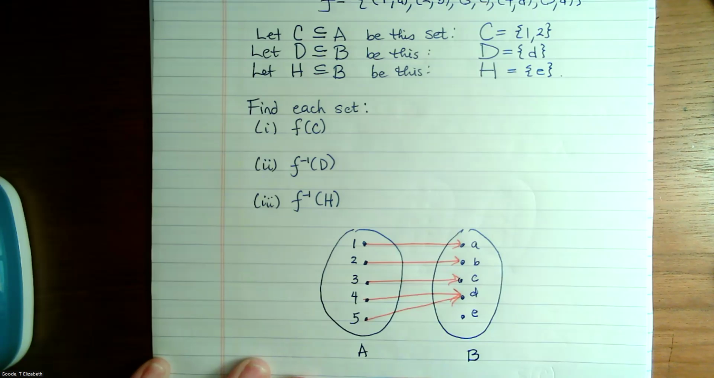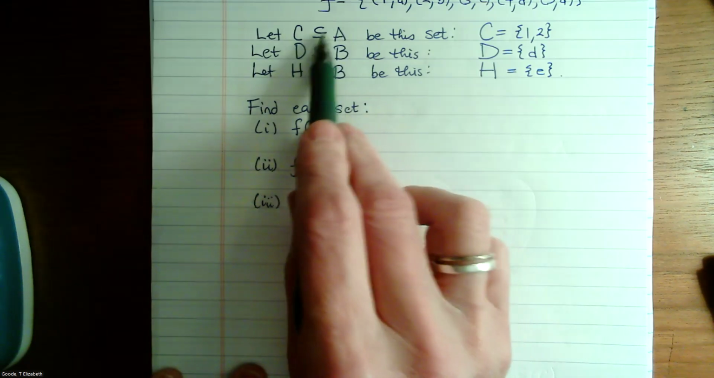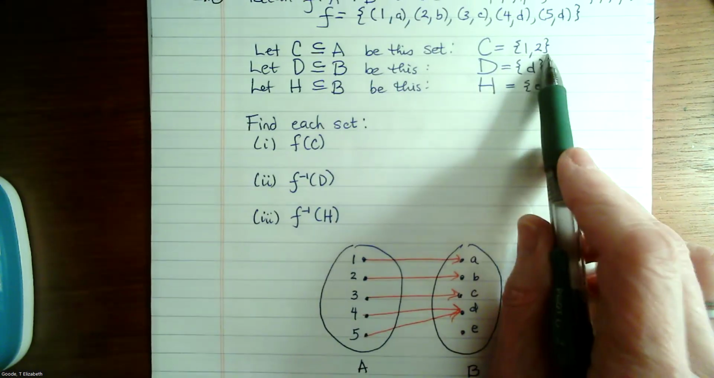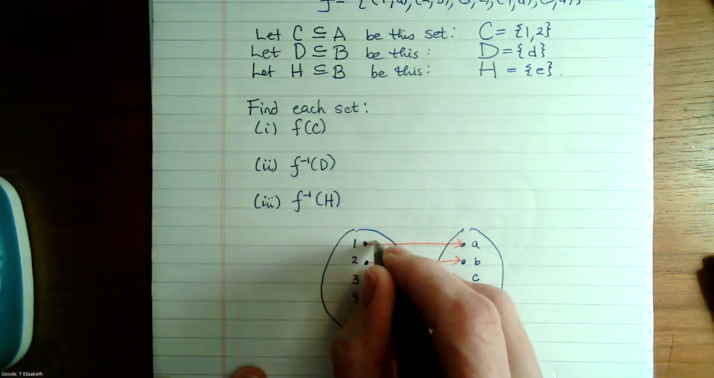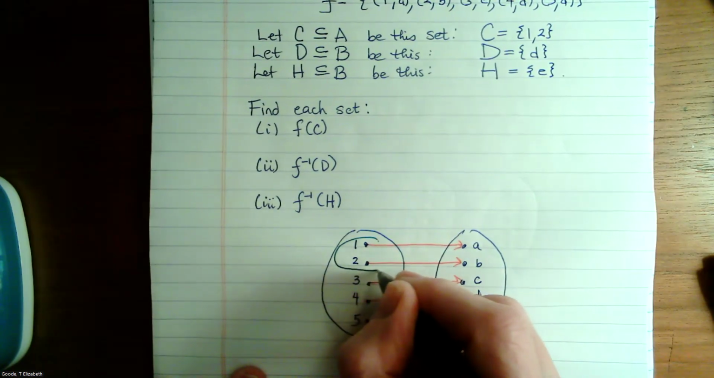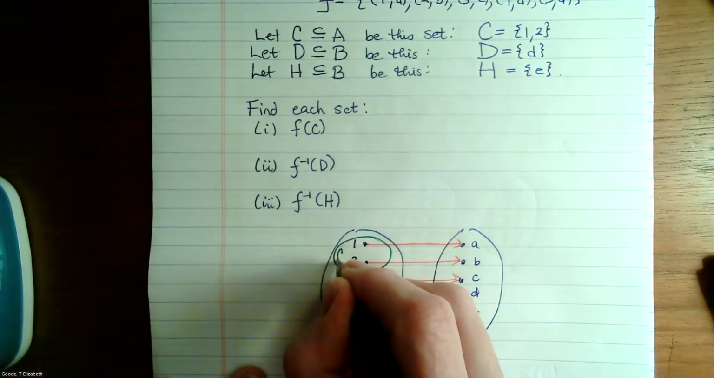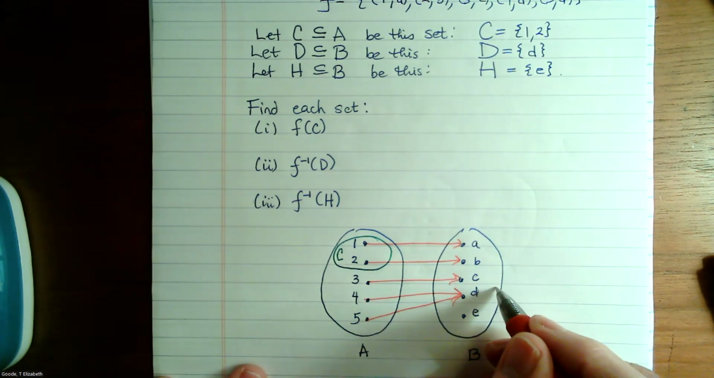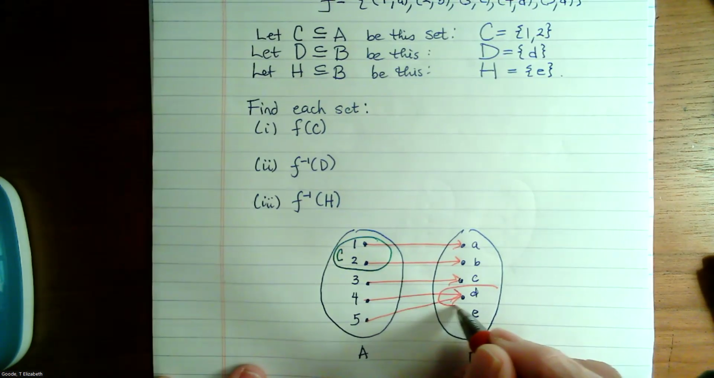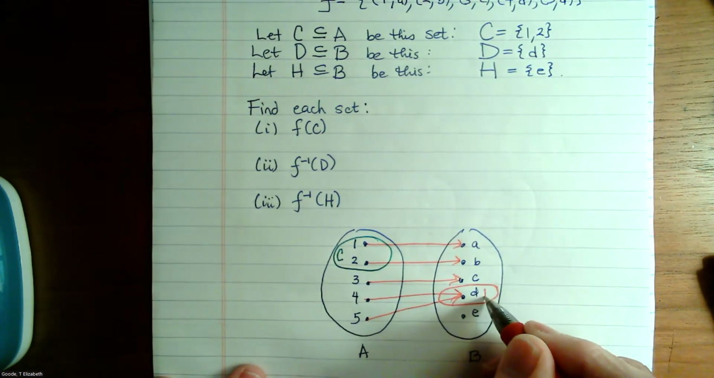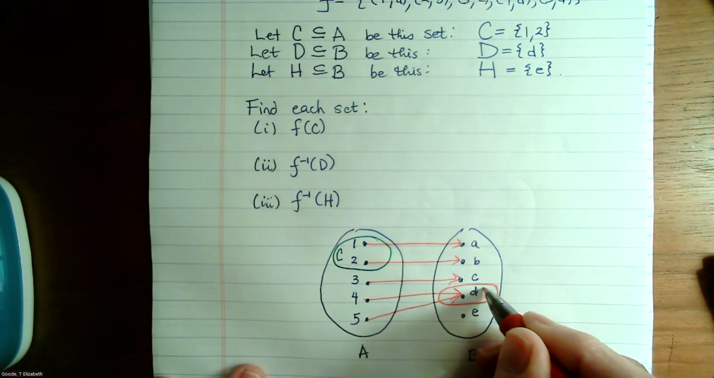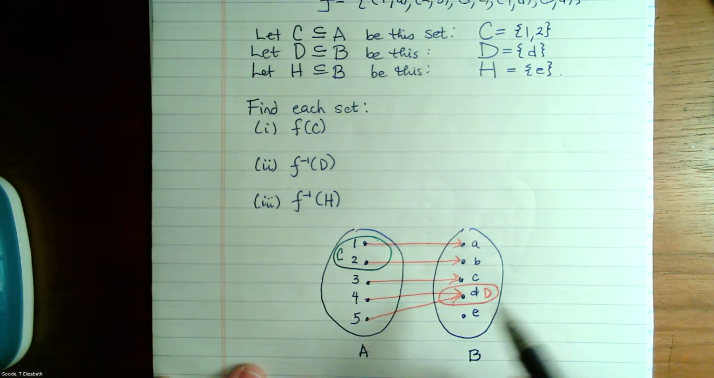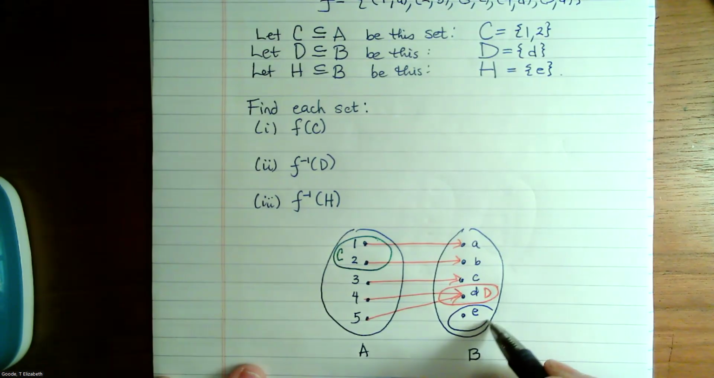But we're going to add something here. C is the set containing 1 and 2. Okay, so we're going to draw the subset C like it's a Venn diagram here. There's C contained in A. And D is a subset of B that just contains the element little d. So here's the subset of B called D. And H is also a subset of B, and it's the subset that just contains the element e. Okay.